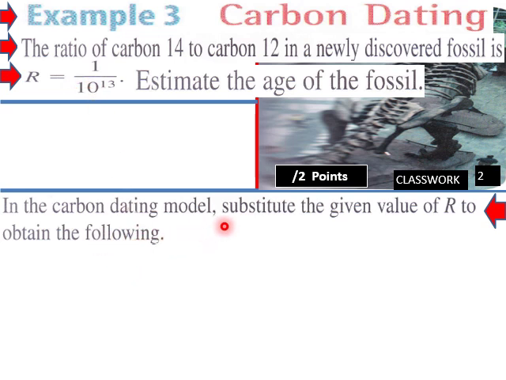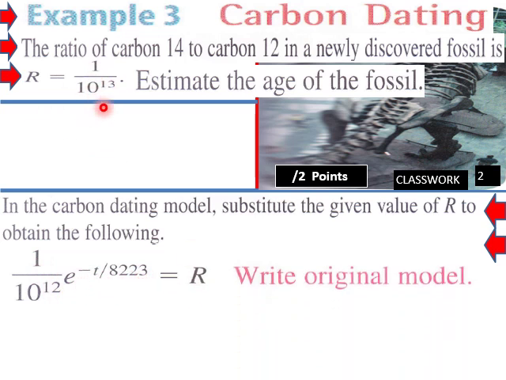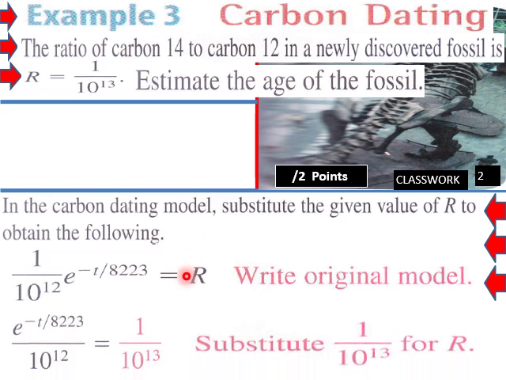So the carbon dating model: substitute the given value of R to obtain the following. 1 over 10 to the 12th, e to the negative t over 8223 equals R. Here's our R, so that's the original, and then we have this amount of carbon-14. So we have to make this equal this, and then solve for t. Substitute 1 over 10 to the 13 for R.